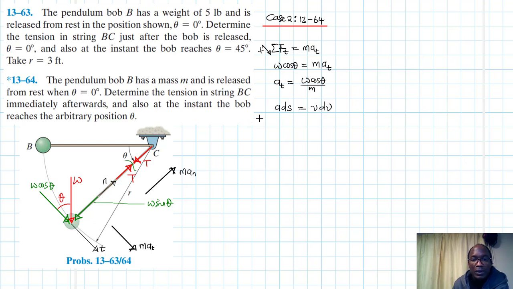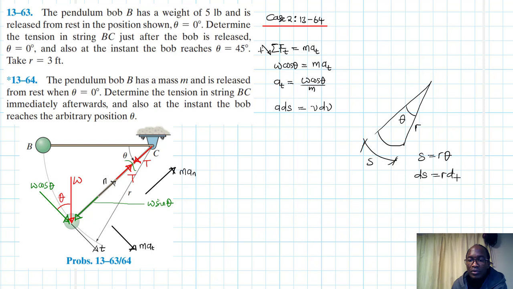Okay. But when you look at our acceleration, it is in terms of theta. So we'll have to rewrite our ds so that it's also in terms of theta. So we know that given an angle like this, with arc distance s and radius r, s is just equal to r theta, and so ds will be equal to r d theta. So with this relation, we can say our ds is just equal to r d theta.